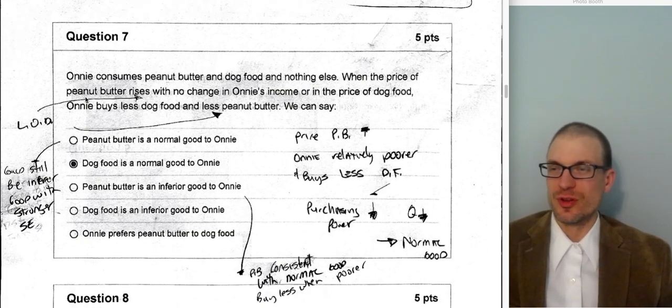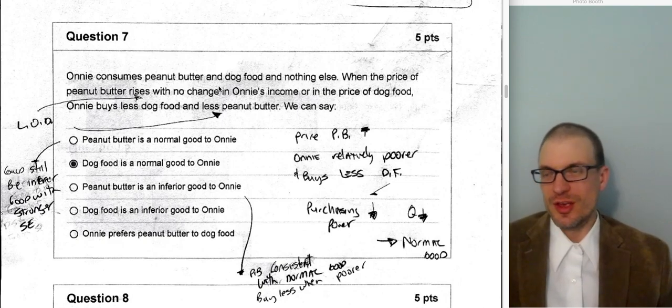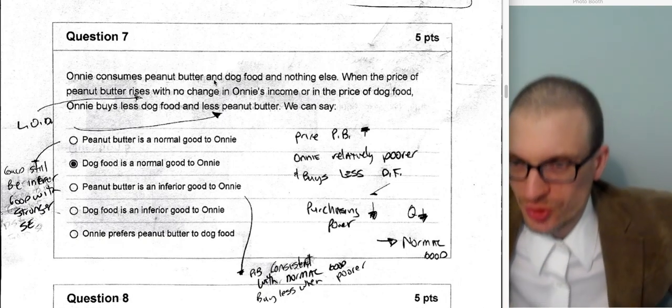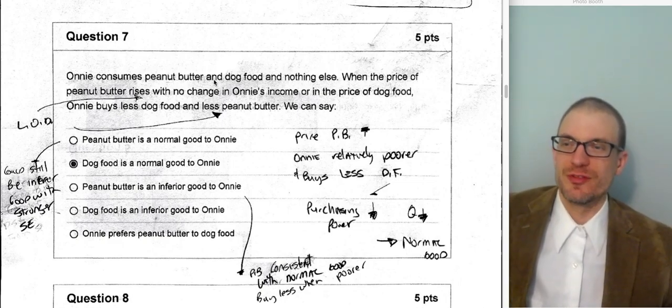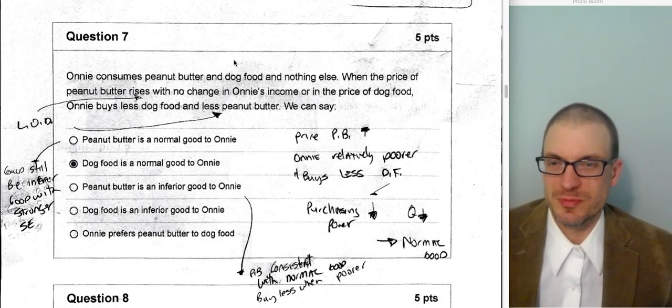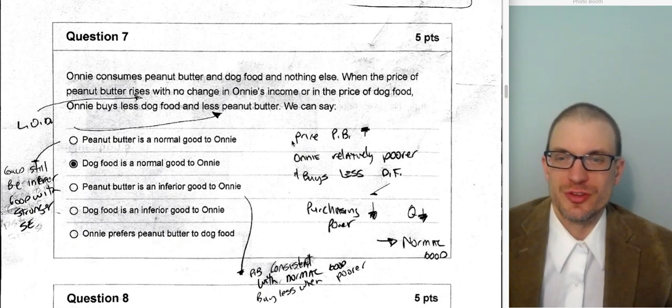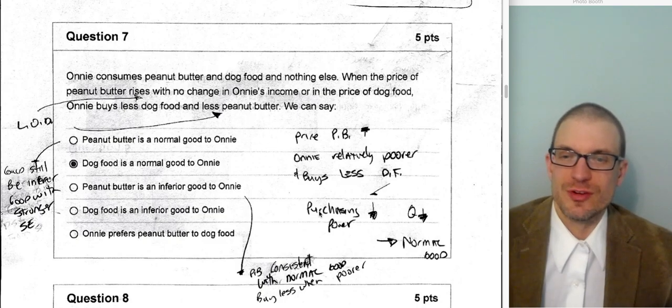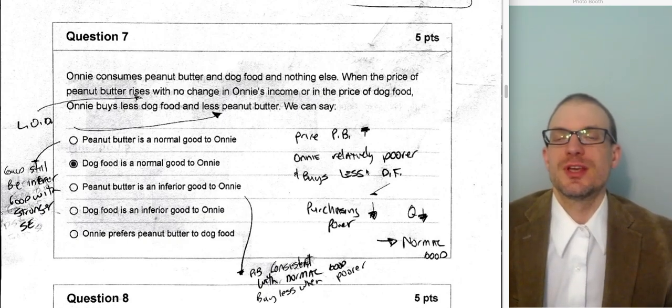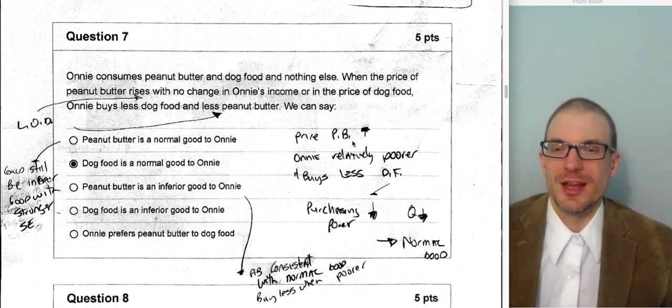All right, so question 7. Ani consumes peanut butter and dog food and nothing else. When the price of peanut butter rises with no change in Ani's income or the price of dog food, Ani buys less dog food and less peanut butter. What can we say about Ani's consumption? Well, the price of peanut butter has risen. This makes Ani relatively poor, and Ani's buying less dog food. Ani's purchasing power is going down, right? Relatively poor by buying peanut butter because the price of peanut butter has risen. Now, relatively speaking, Ani has less money available to buy anything else.